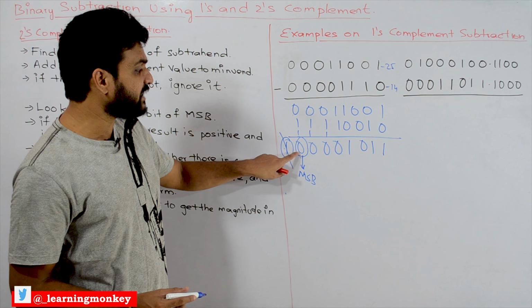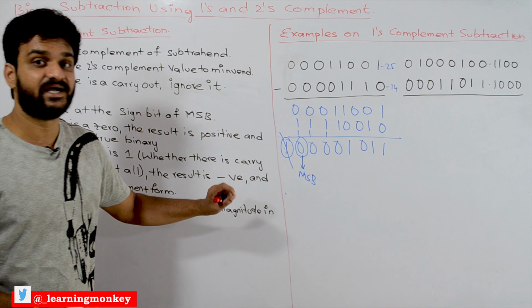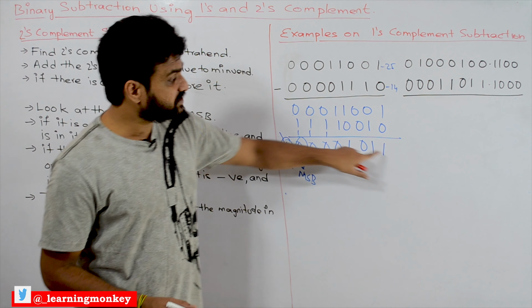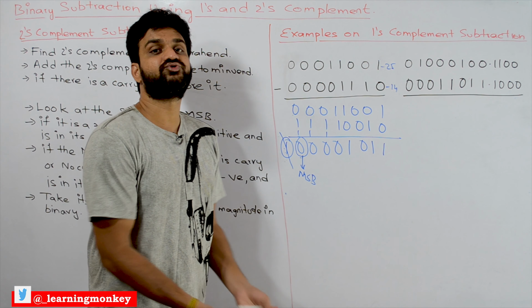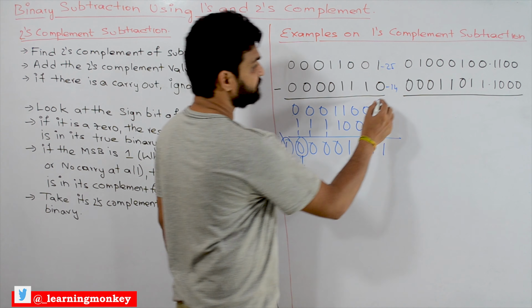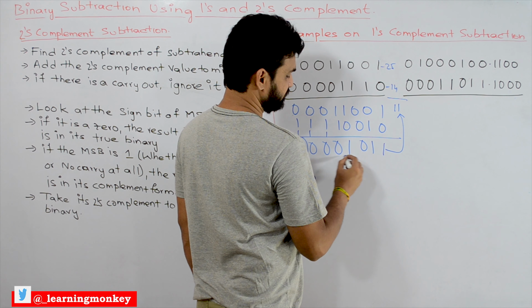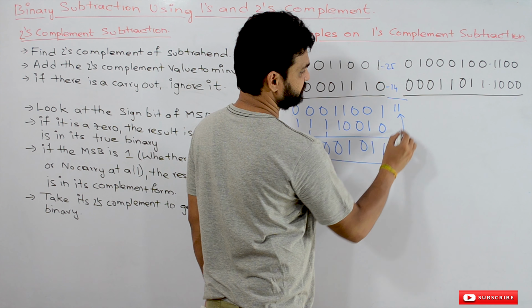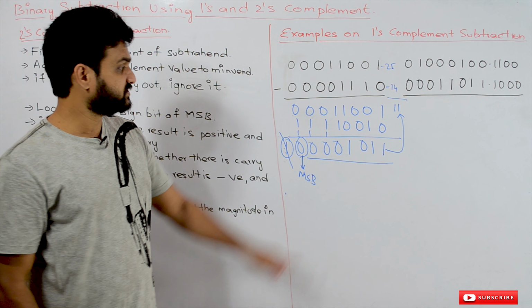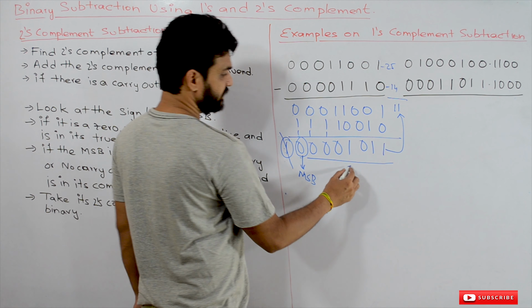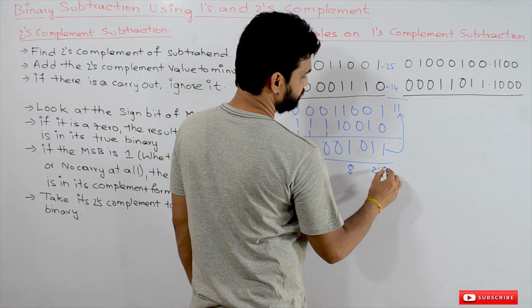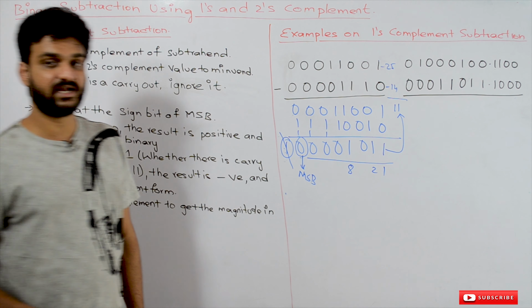If this sign bit is 0, it means the number is a positive number and it is in its true binary form. So 25 minus 14 is 11, and the decimal equivalent of this number is 11. Check this: it is 8 plus 2 plus 1, 10 plus 1, 11.